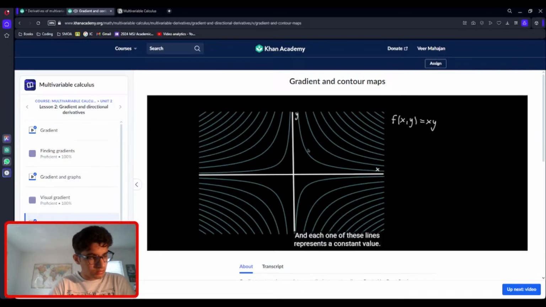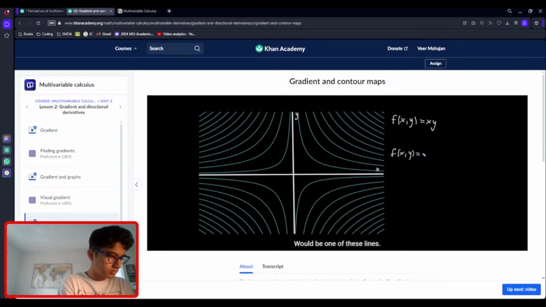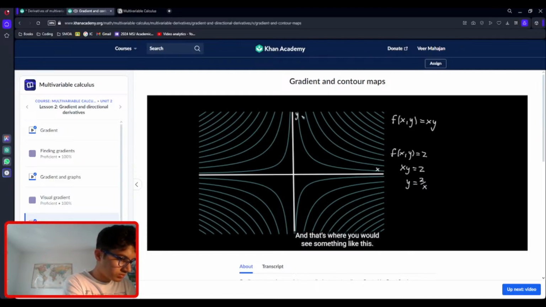And the contour map for x times y looks something like this. Each one of these lines represents a constant value. For example, the constant value f of x, y equals 2 would be one of these lines. For this specific function, you're saying, when is x times y equal to 2? That's like the graph y equals 2 over x, and that's where you would see something like this. So all of these lines represent constant values for the function.